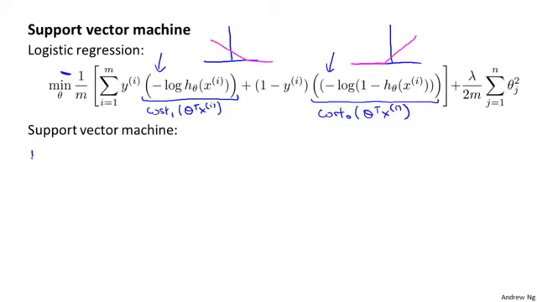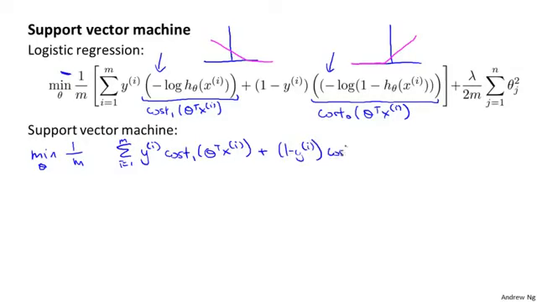So what we have for the support vector machine is a minimization problem of 1 over m, sum over my training examples of y i times cost 1 of theta transpose x i, plus 1 minus y i times cost 0 of theta transpose x i, and then plus my usual regularization parameter.